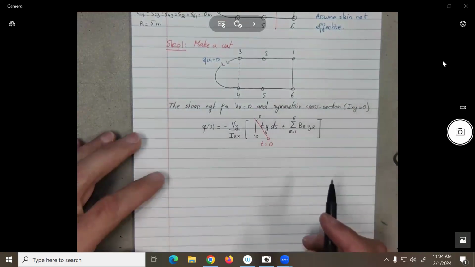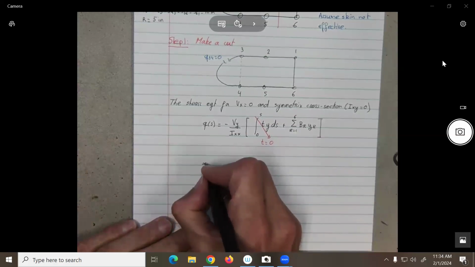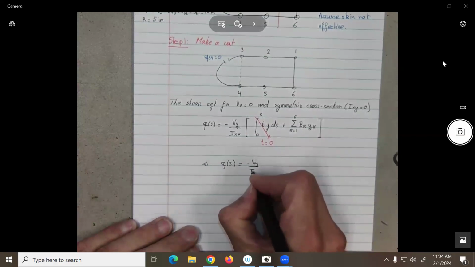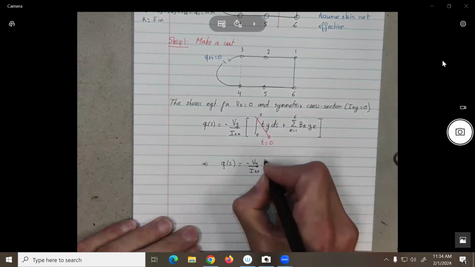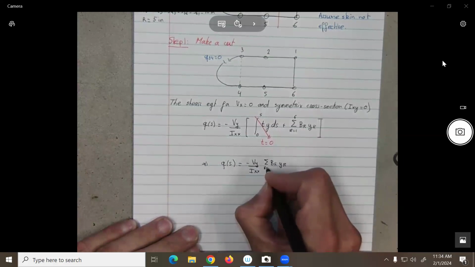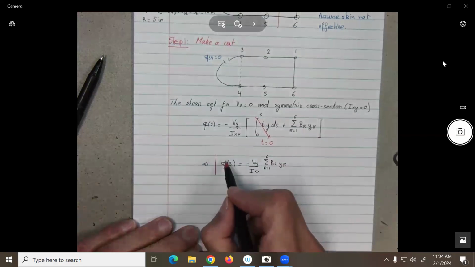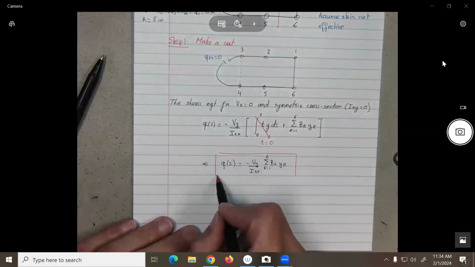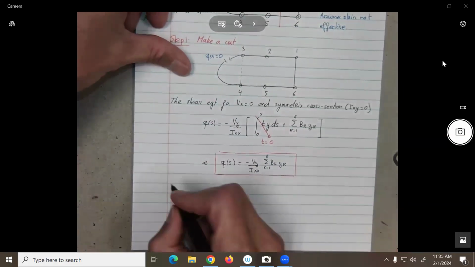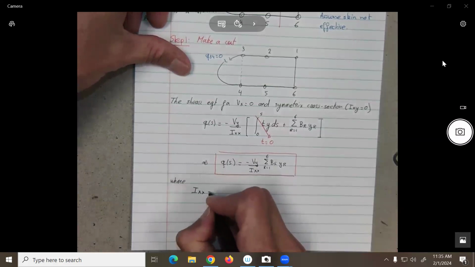So let's see what happened. Make a cut. So basically here, let's write down the equation that simplifies. This simplifies to Q sub S equal to minus Vy over Ixx, the summation of B sub R Y sub R, R equal to 1 to 6. We also did it the other day.